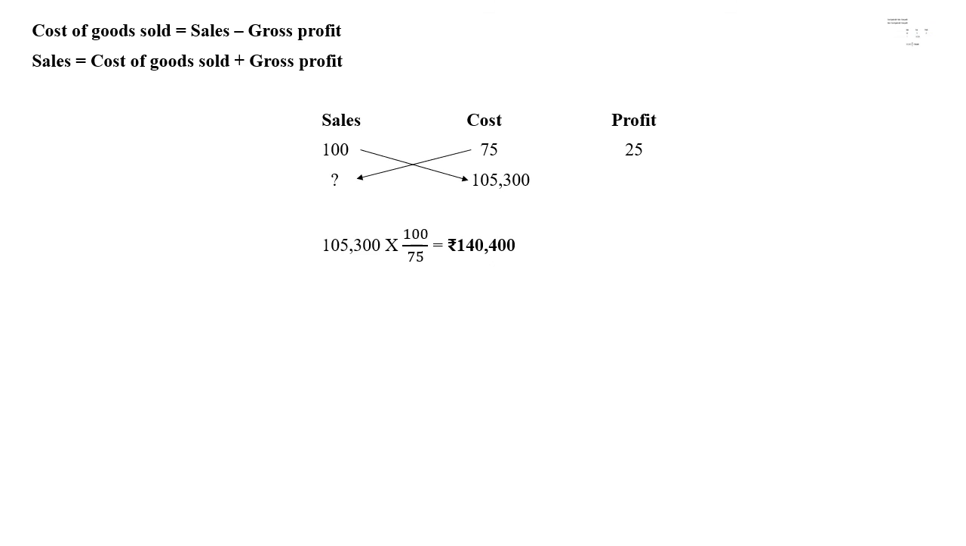So next you write 1,05,300, that is cost, into 100 divided by 75. What you are multiplying to the question mark is always recorded at the denominator, in the downward portion. So 1,05,300 into 100 by 75 gives 1,40,400. This is your total sale value.